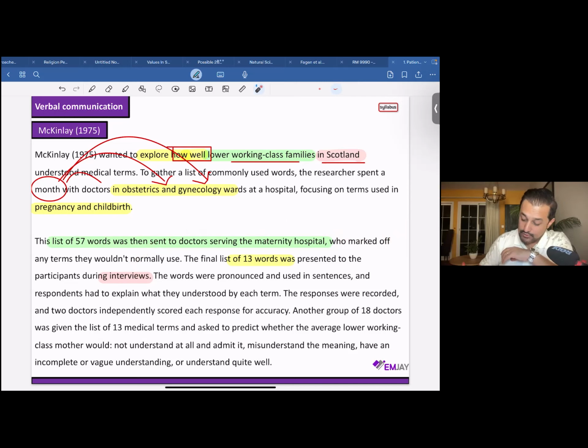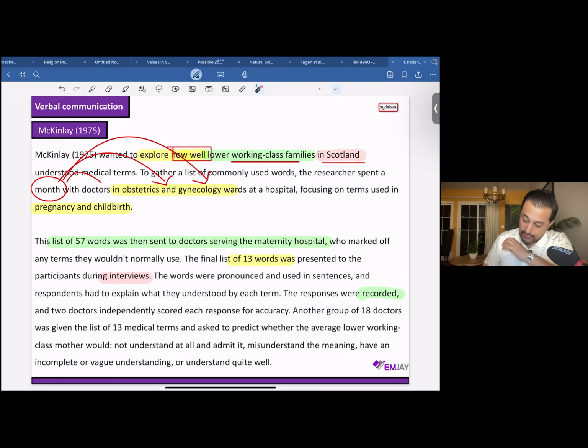So the words were pronounced and used in sentences, and respondents had to explain what they understood by each term. The words were verbally told and used in different sentences, and the participants had to explain what a particular term or medical jargon actually meant. The responses were recorded, and if you're recording them, you could always review them. This would add on to the validity, right?